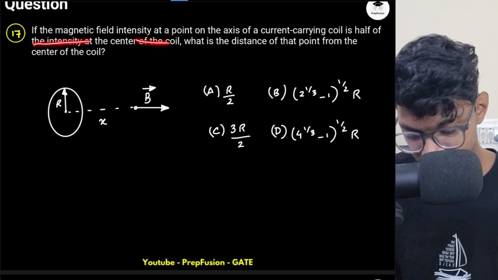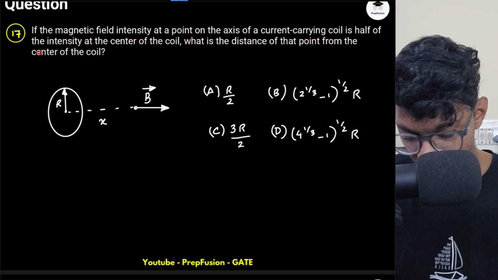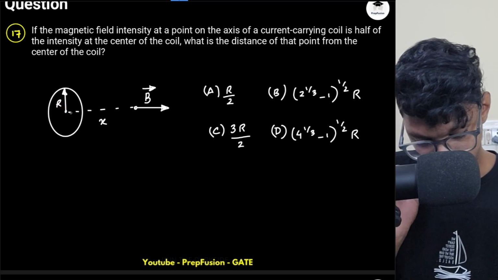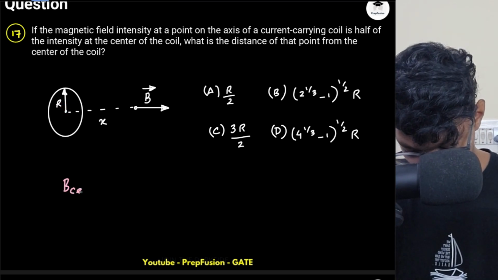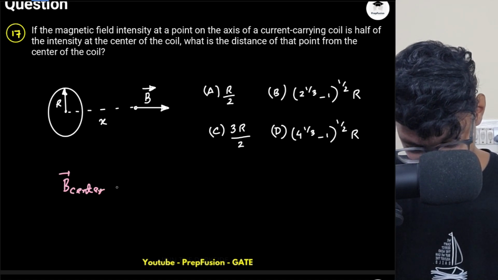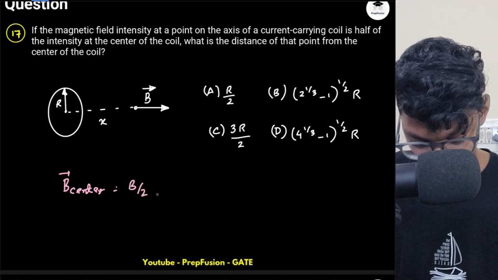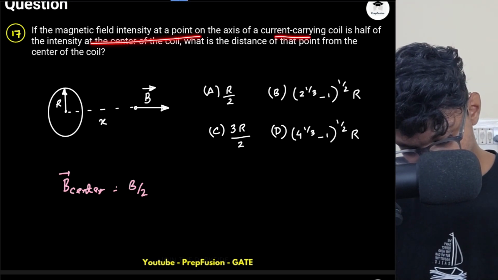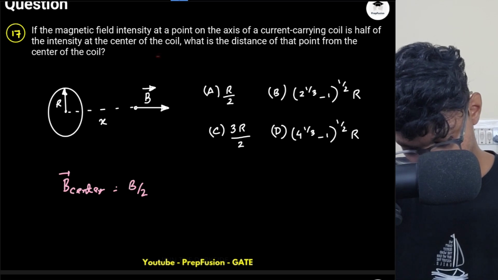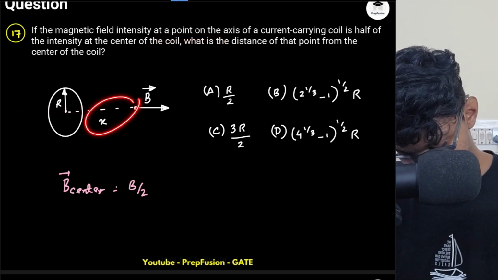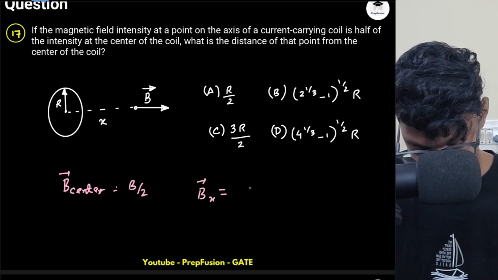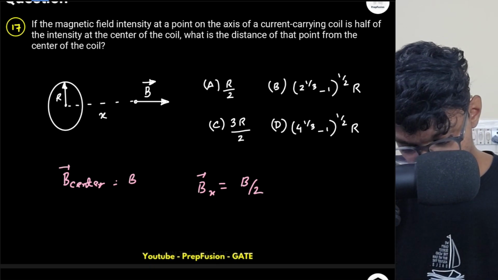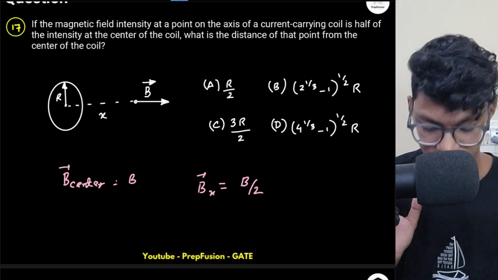If the magnetic field intensity at a point on the axis of a current carrying coil is half of the intensity at the center, so at the center there is some intensity B center. This will be B by 2 at a point along the axis. Let's say this is at a distance x. At distance x the magnetic field is B center by 2. What are they asking? What is the distance of that point from the center of the coil? They are simply asking this x distance.